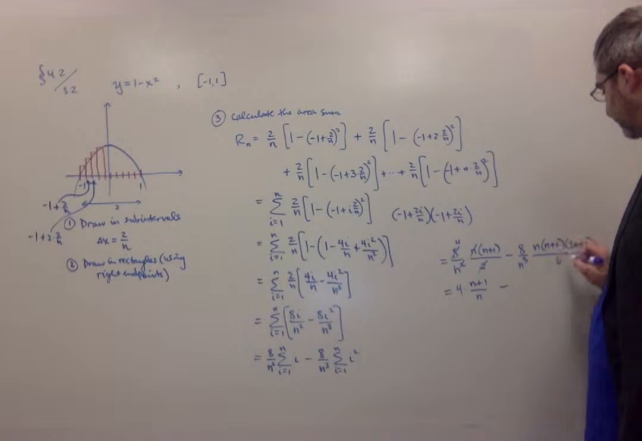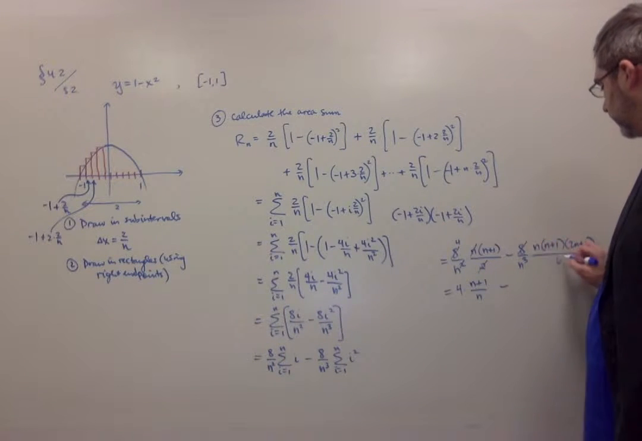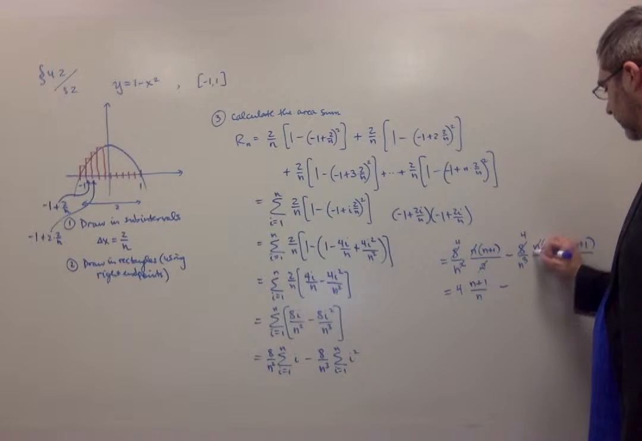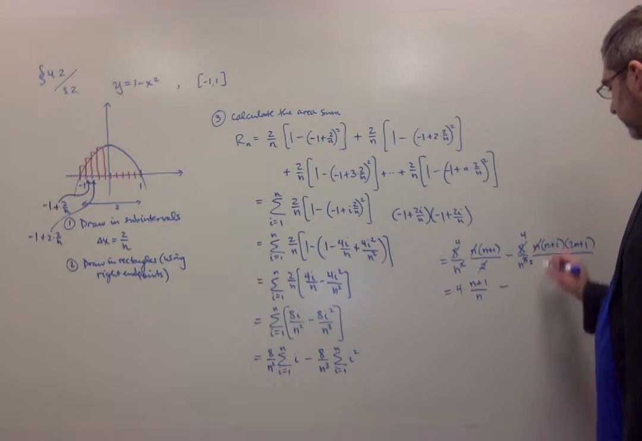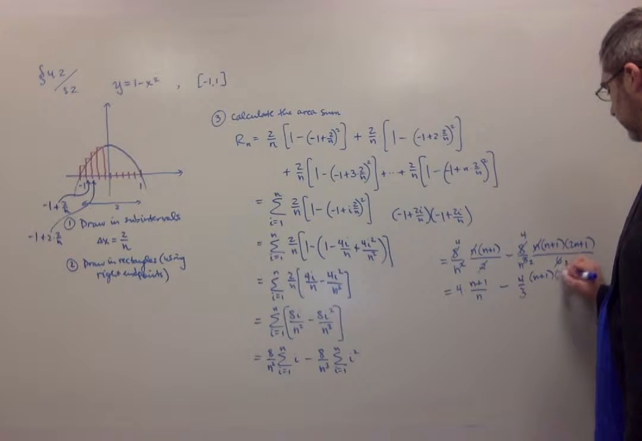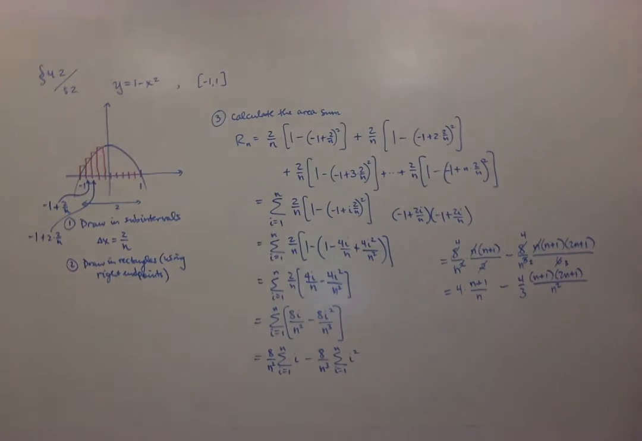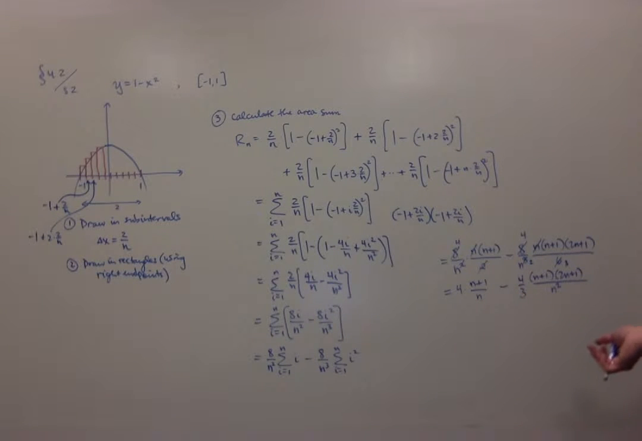Minus, okay? So now I can cancel a 2 in both of these. So I've got a 4 left here and a 3 left here. And one of the n's. So if I pull the constants out, I've got 4/3. And on the top, I've got n plus 1 times 2n plus 1 over n squared. Are we good to go? Okay.